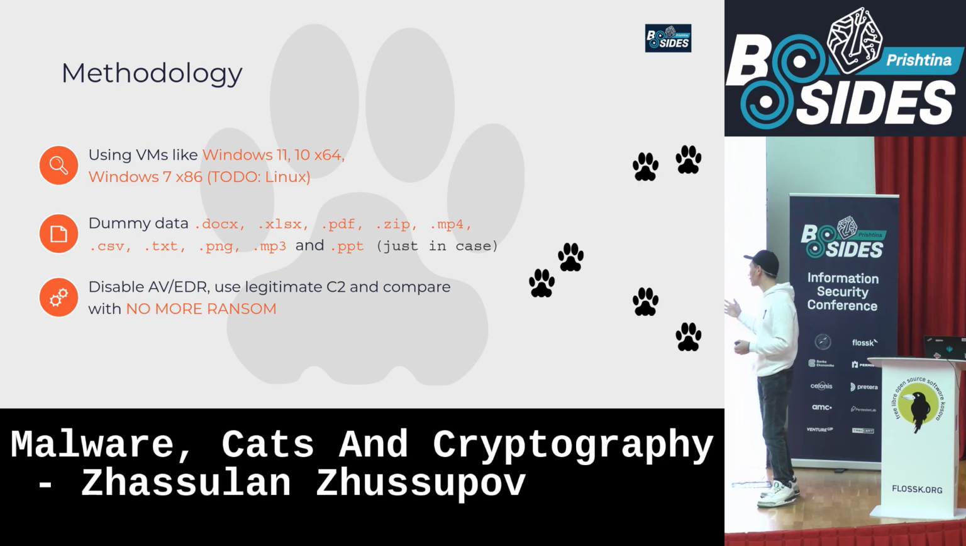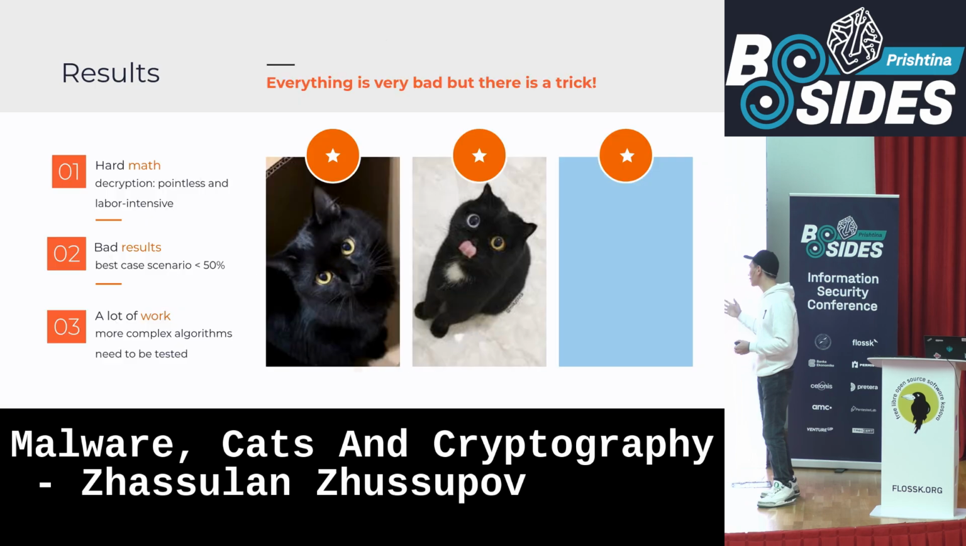Of course, for research purposes, I disable any security solutions like EDRs, and of course use legitimate C2s like Telegram API, as I said before, and compare. And finally compare it with the No More Ransom site. Try to decrypt some files from these cases.